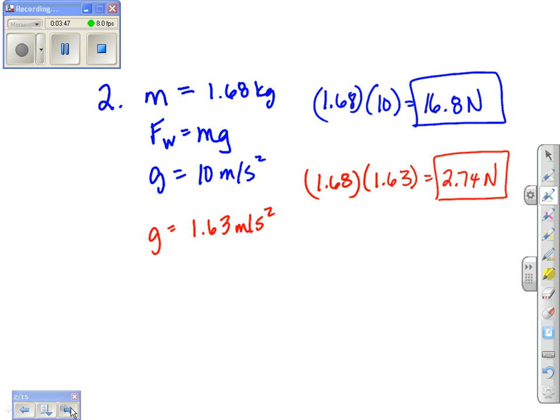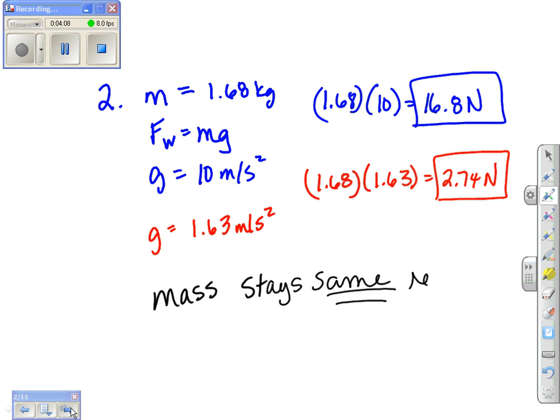And then C asks me, oh, second question. I didn't really answer those in order, did I? Sorry, I wasn't reading. If we moved the book to the moon, what would be the mass of the book? Well, the key to that is that mass stays the same, regardless of location. Ooh, not writing very well today. Sorry, guys.